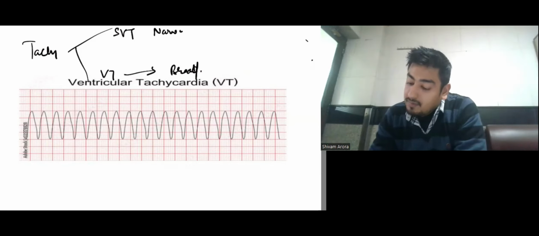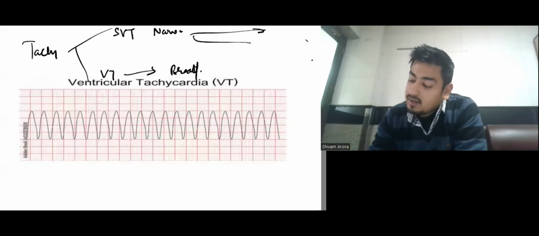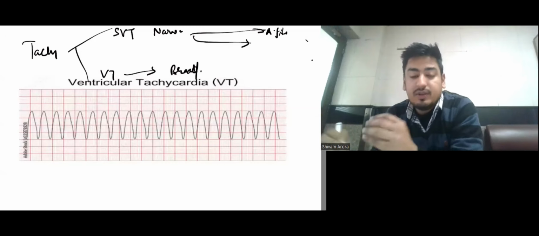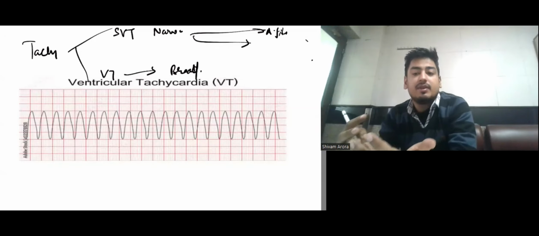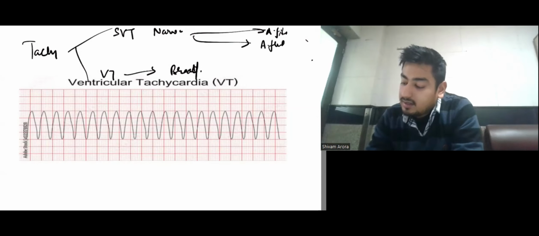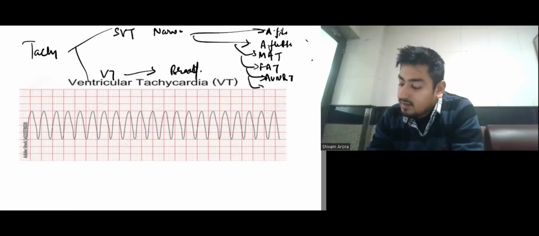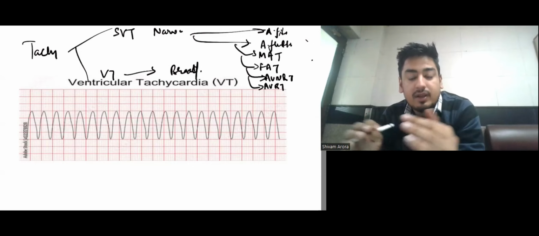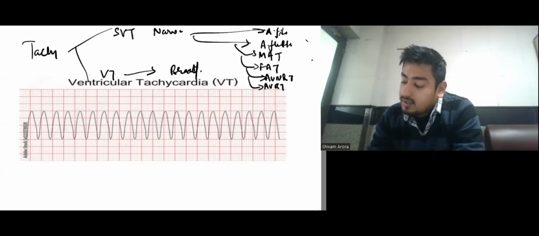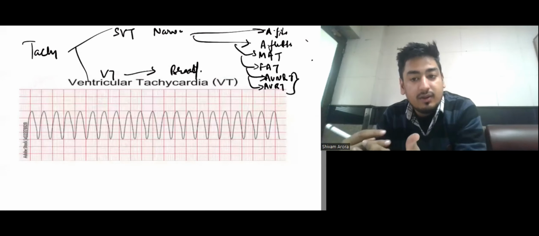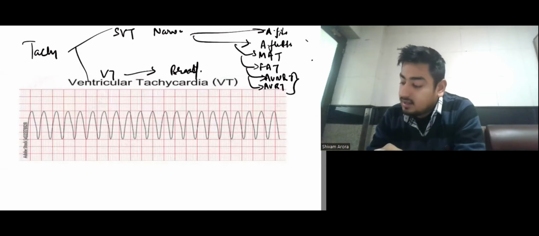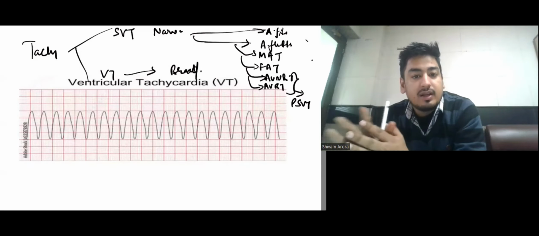Okay. Now SVT means any tachycardia which is originating above the level of the ventricle. So it can be atrial fibrillation, atrial flutter, MAT, focal atrial tachycardia, AVNRT, which is AV nodal reentrant tachycardia, or AVRT, atrioventricular reentrant tachycardia. Out of them, AVNRT and AVRT arise near the AV node. Also, they have very sudden onset, so they occur paroxysmally. So AVNRT and AVRT are also known as PSVT, that is paroxysmal supraventricular tachycardia.